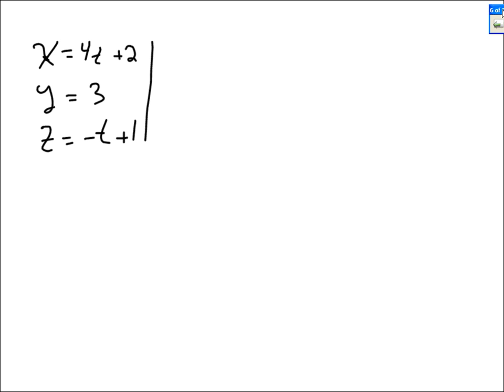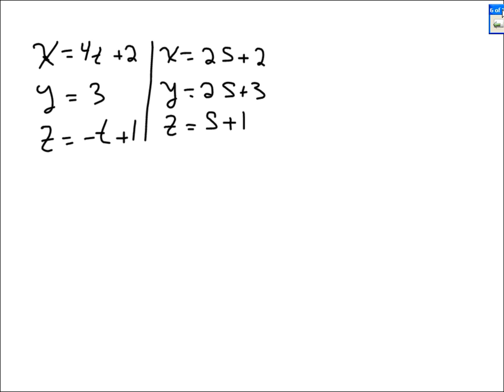Suppose we want to find out if these 2 lines intersect. x equals 4t plus 2, y is equal to 3, z is equal to negative t plus 1. That is one line. That's not both of them. The other is x equals 2s plus t, y is equal to 2s plus 3, and z is equal to s plus 1. There's no reason why the t and the s have to be the same. That's why we didn't have t's on the right equation as well. We used a different letter. We used s.